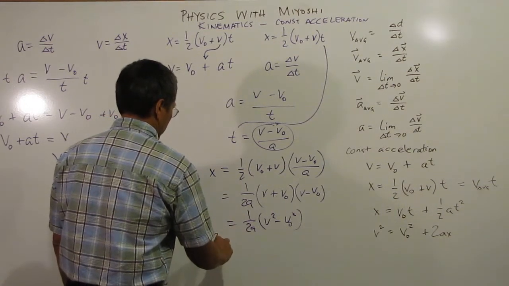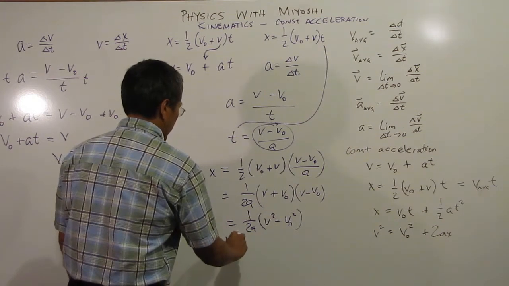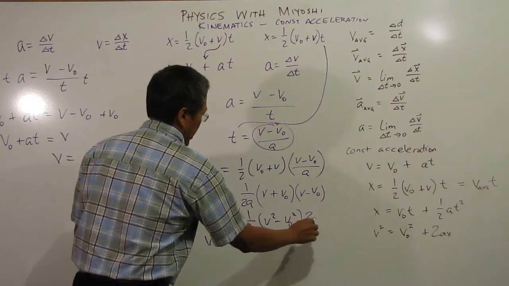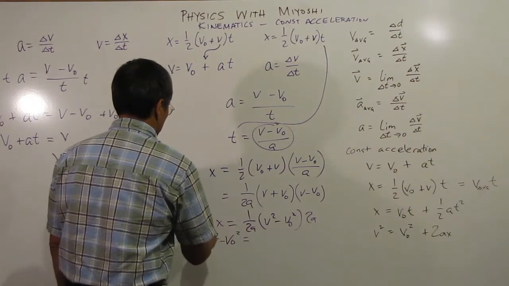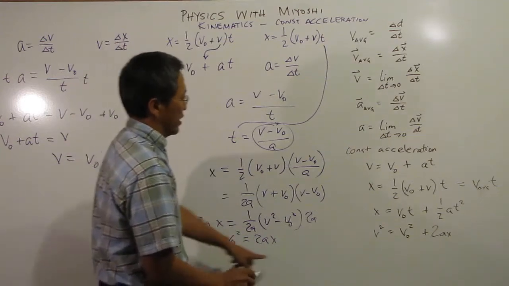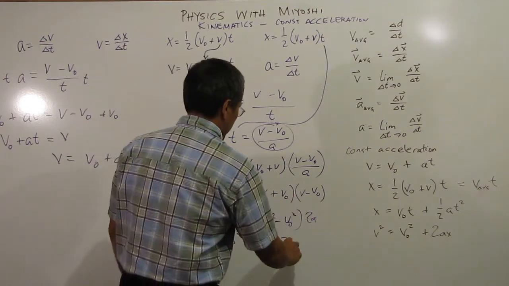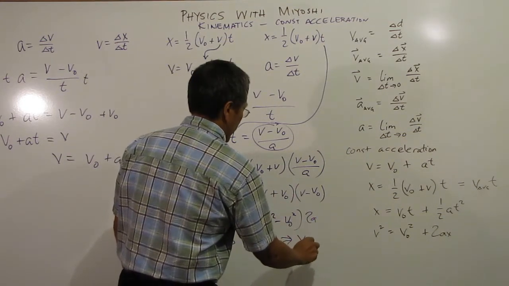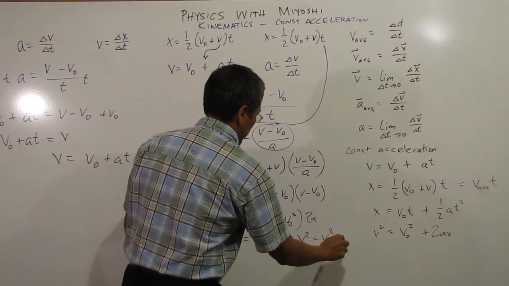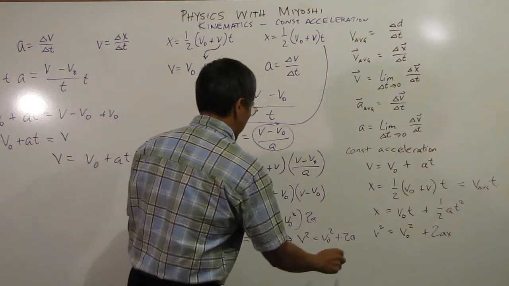v squared minus v0 squared is 2ax. Multiply the 2a to both sides, 2ax, and then we get that final equation. Rearrange it, and we get v squared is v0 squared plus 2ax.